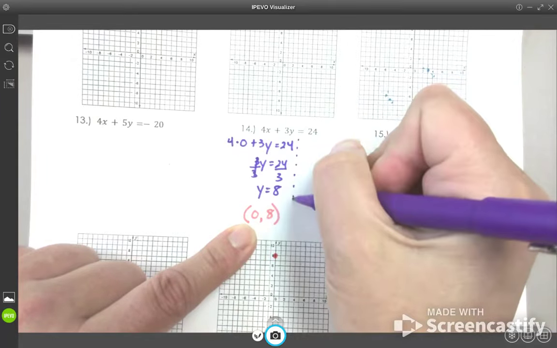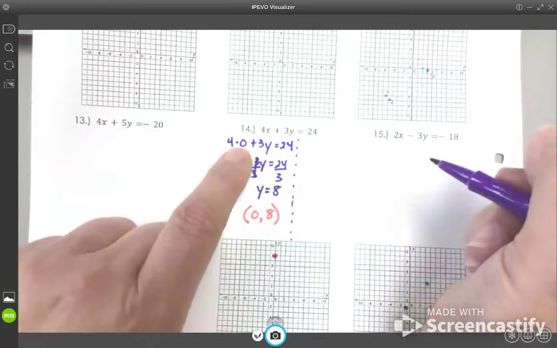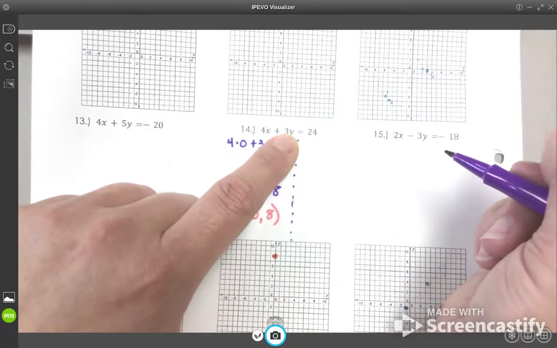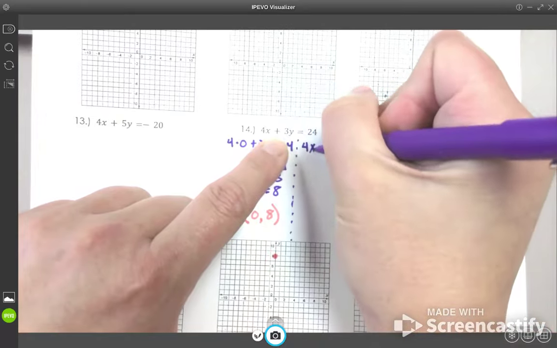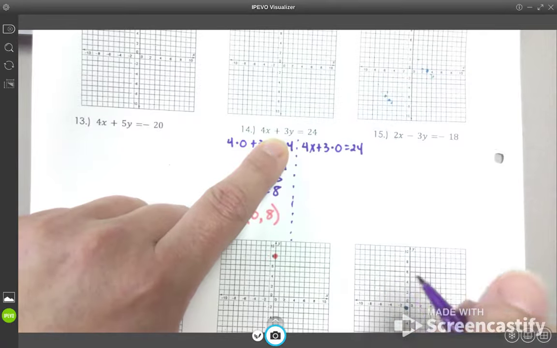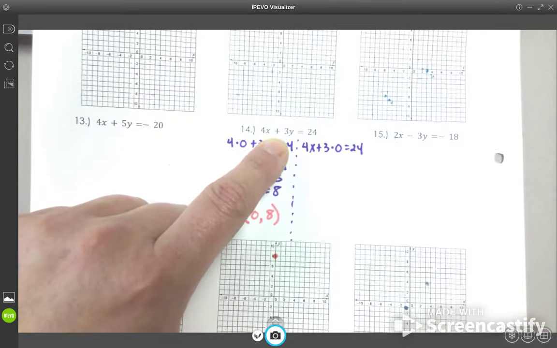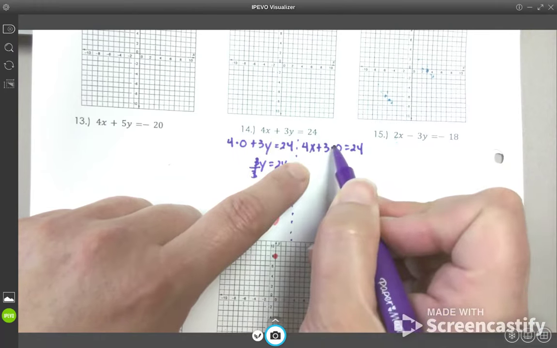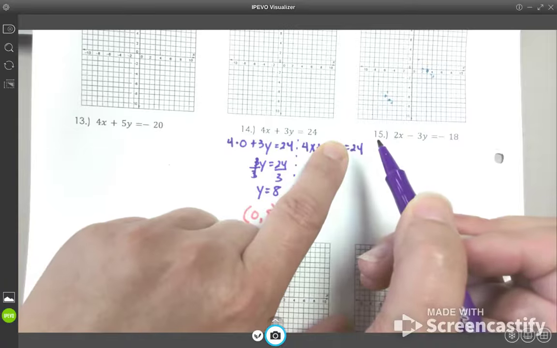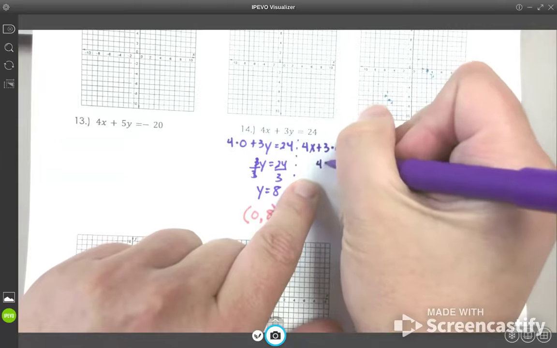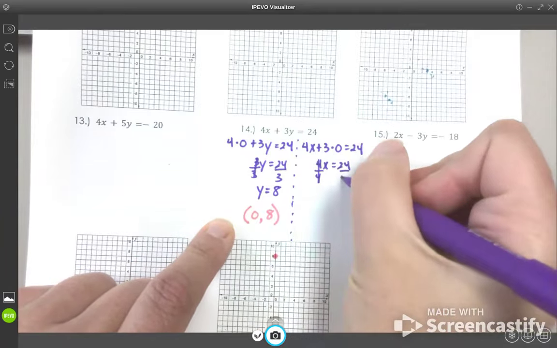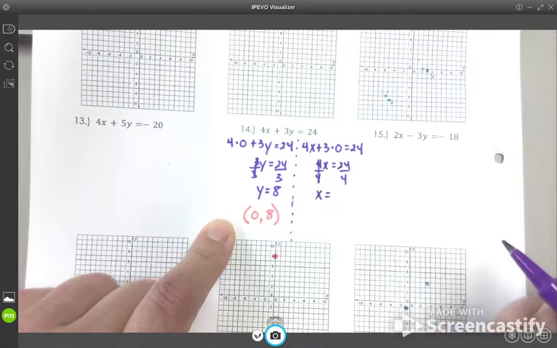Then I do basically the same thing, except instead of plugging in 0 for x, I'm now going to go into the equation and plug in 0 for y. So I have 4x plus 3 times 0 equals 24. And again, as you get into this, you're probably not going to show every step, but what's anything times 0? 3 times 0 is 0. So that cancels out. So all that's really left in my little mini equation is 4x equals 24. If I divide to solve for x, what's my x-intercept?